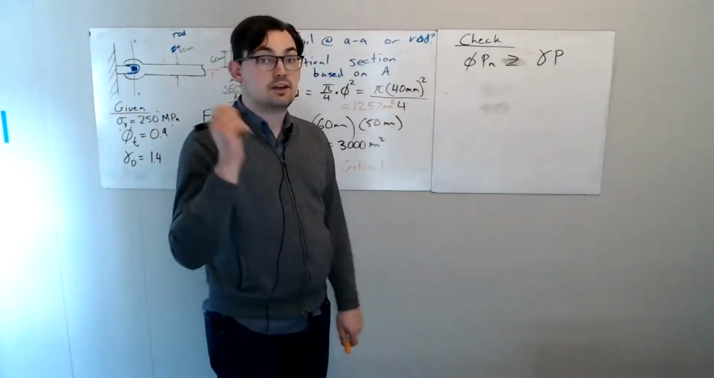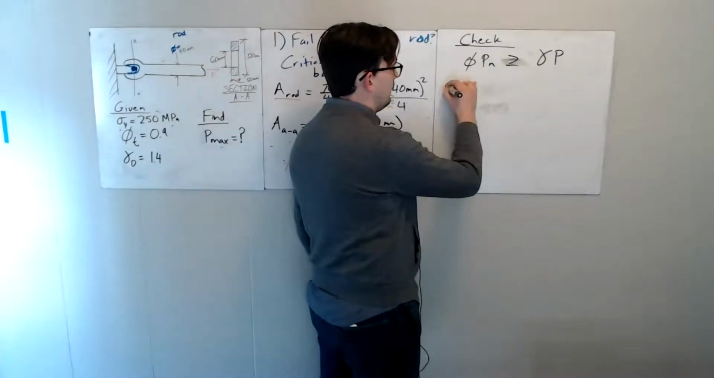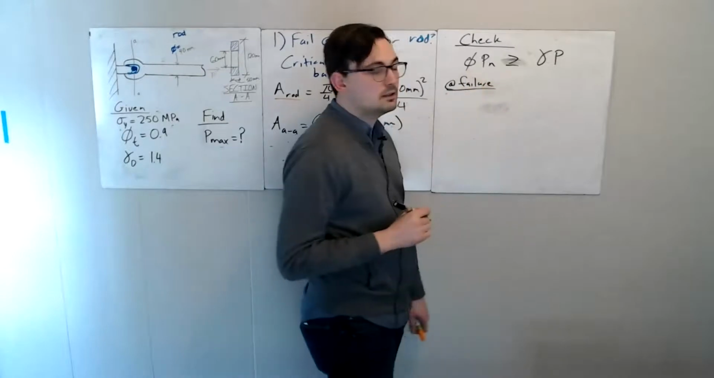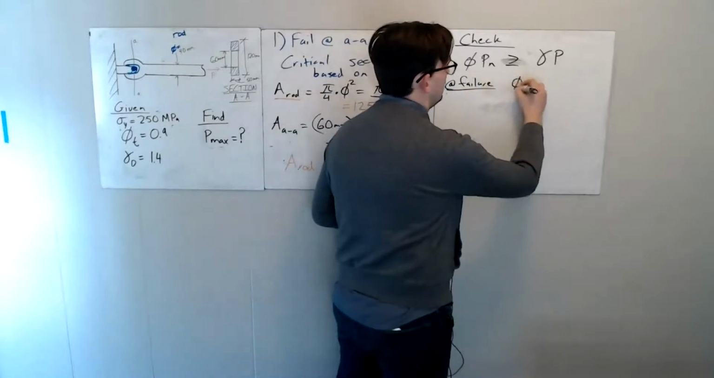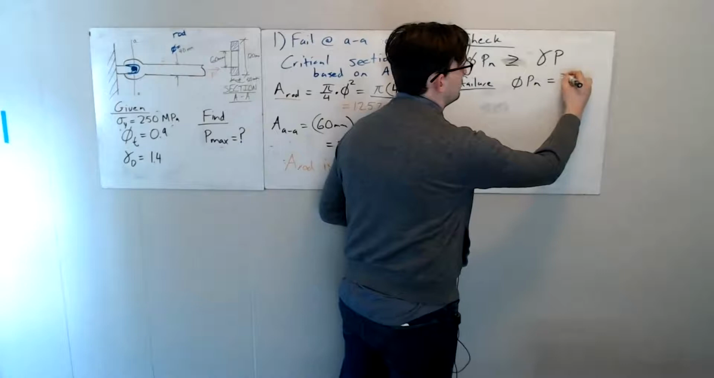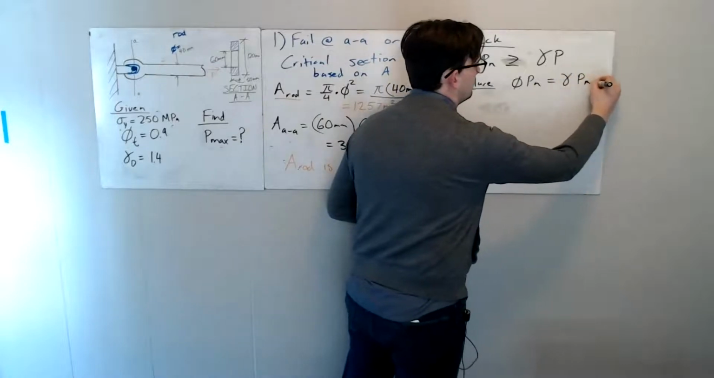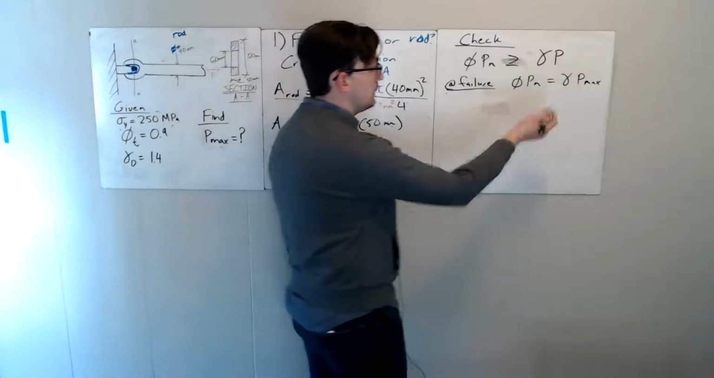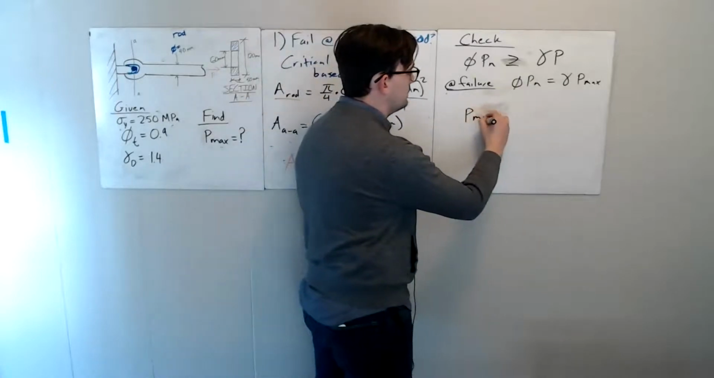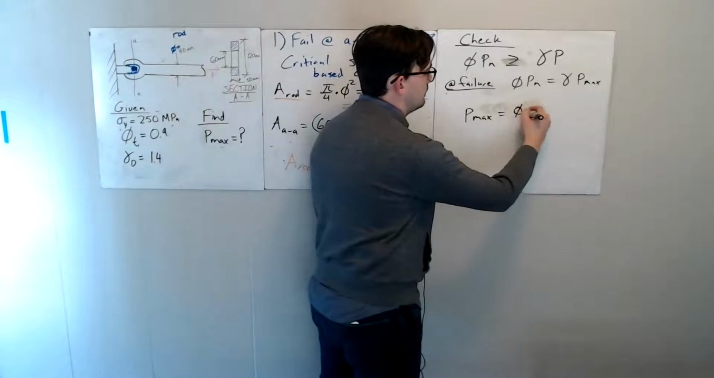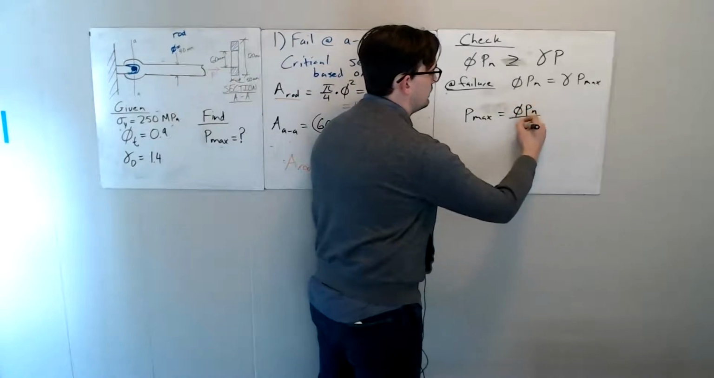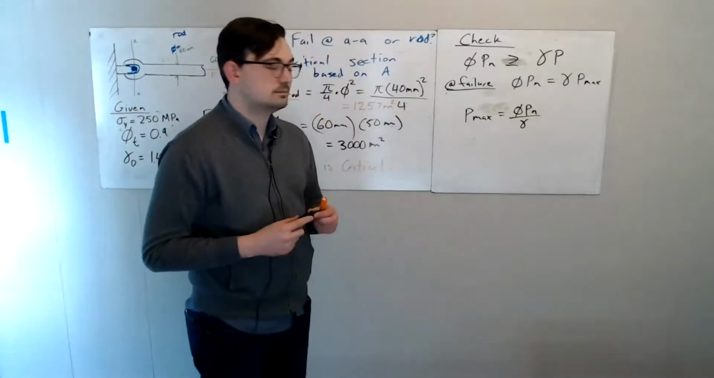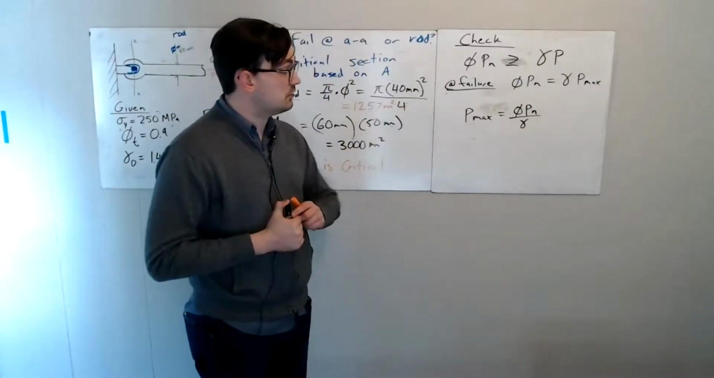Now, if this is at failure, or the greatest P that we could see is when these two are equal. So to figure out what P max is, we can just rearrange this a little bit and say P max is equal to phi times Pn divided by our gamma, right? And that would be in terms of force.